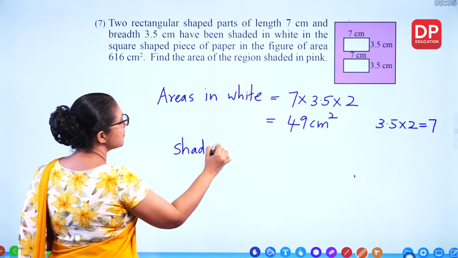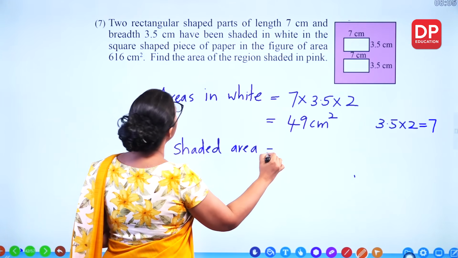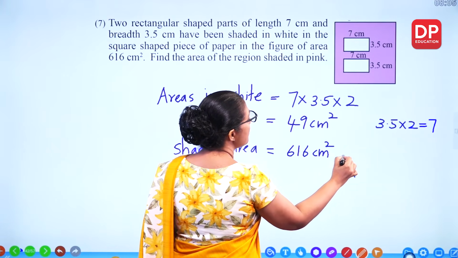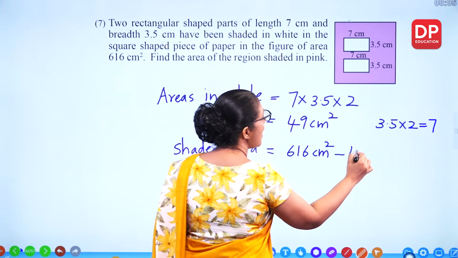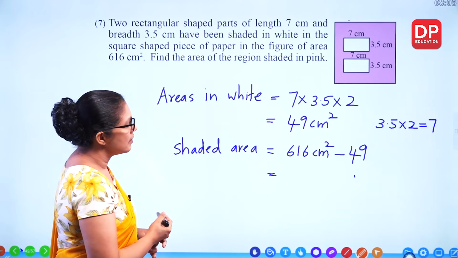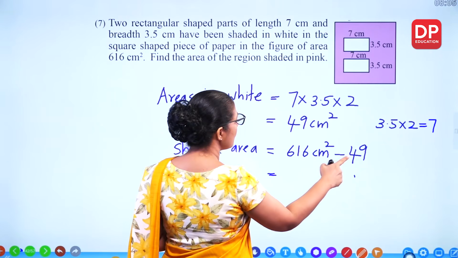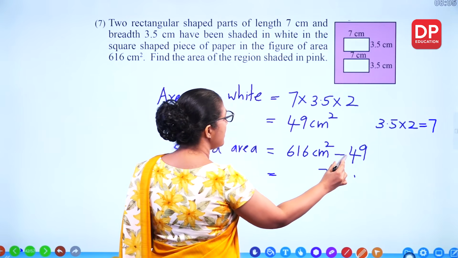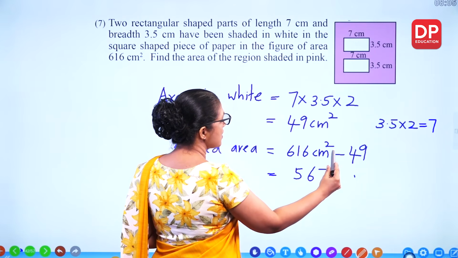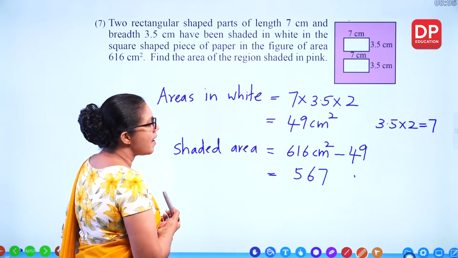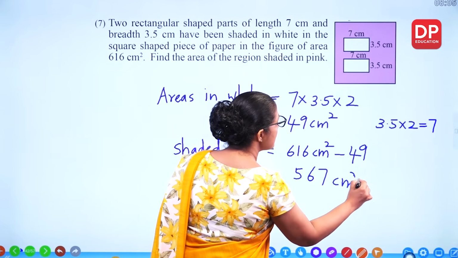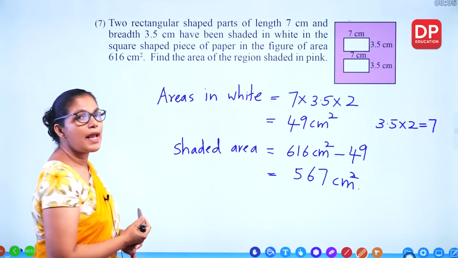Now, what's the shaded area? We know that the full area is 616 square centimeters and the two white areas 49. When you subtract these two, you get the shaded part. So subtract now. Check it again. You get 567 square centimeters is the shaded area.